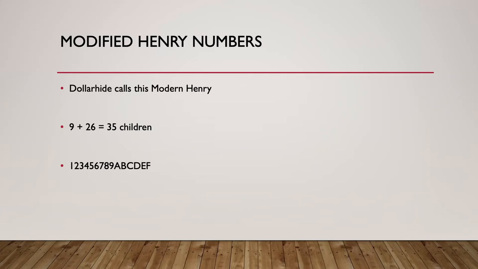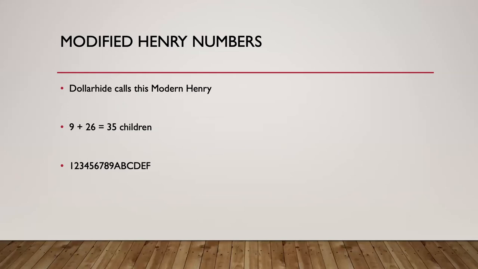9 digits, 1, 2, 3, 4, 5, 6, 7, 8, 9, and then 26 letters. So it could read 1, 2, 3, 4, 5, 6, 7, 8, 9, A, B, C, D, E, F. Now, the only problem with this is, what happens if you've got a single man, a single father, I should say, who has 36 children?